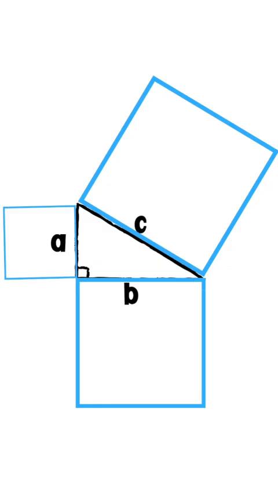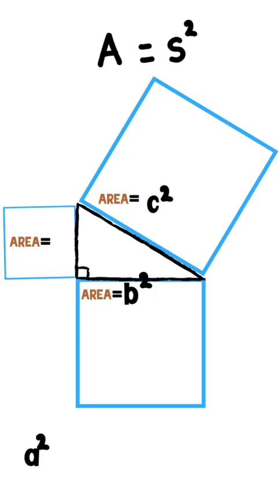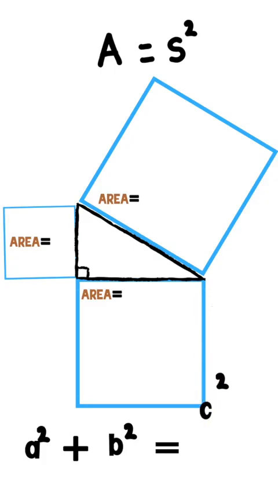It would be A squared for the area of that square on that leg side, B squared for the area of that square on the other leg side, and C squared for the area of that square box on the long hypotenuse side. So the easiest way to write this equation, Ziggy, is this: A squared plus B squared equals C squared.